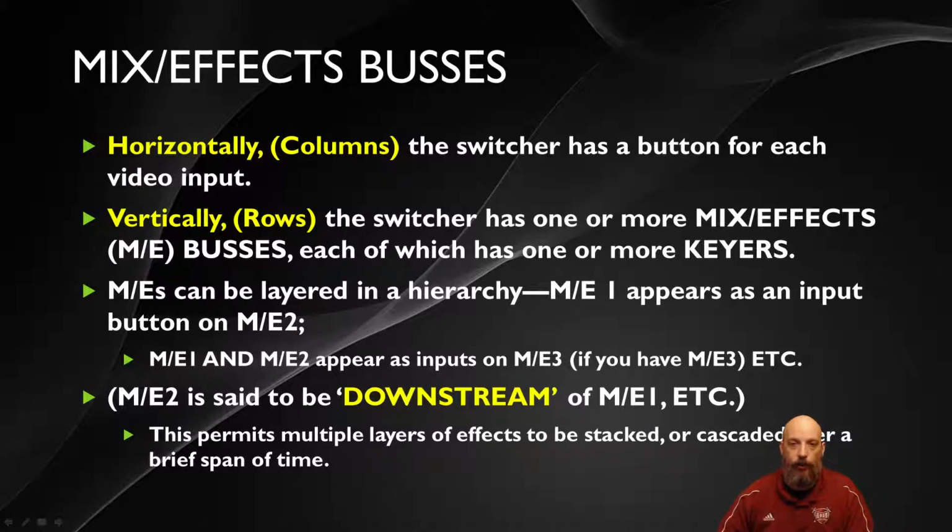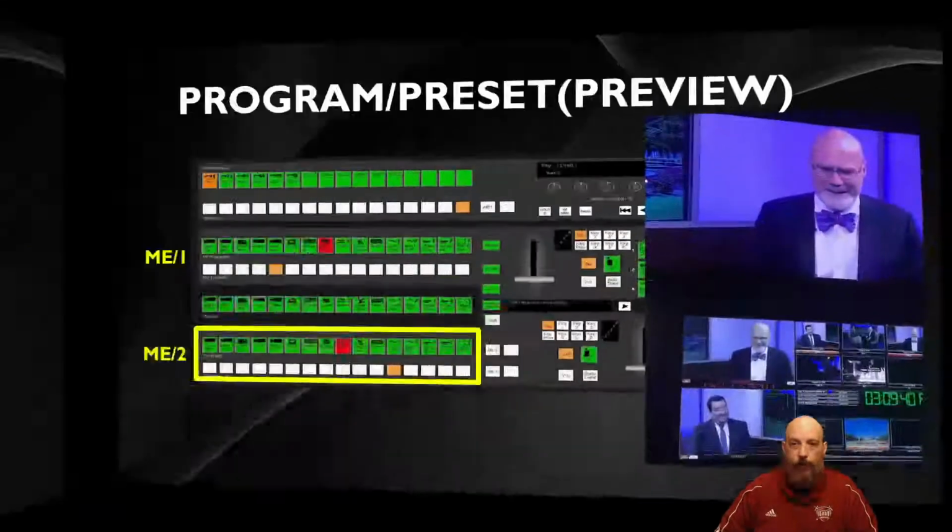Now, when we're dealing with these two ME buses, one of them is going to be seen superimposed in front of the other, and this is what's known as downstream. So if I have keyer 1 on the air and I access key 2, key 2 is not going to be blocked by it. It's actually going to be in front of key 1, and it's going to block whatever ME1 is using.